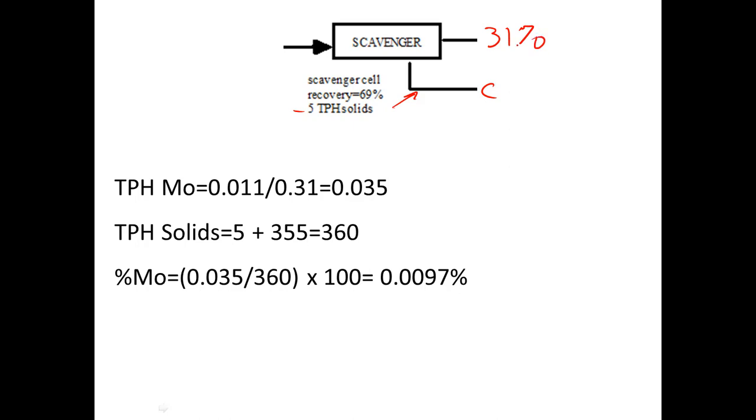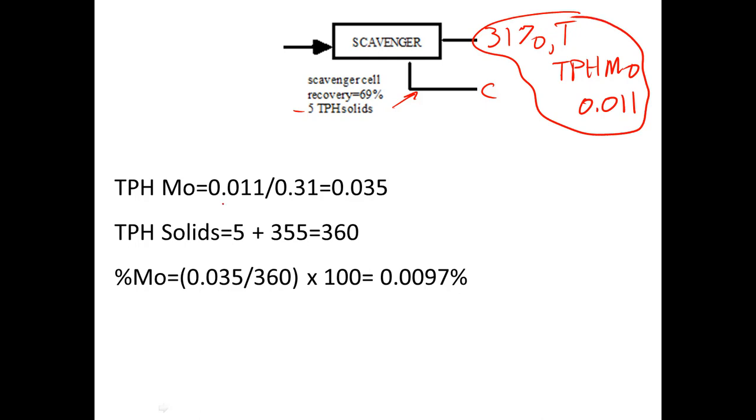So we're looking at that scavenger cell, once again, 5 ton per hour in this concentrate, 69% recovered, 31% not recovered. We also calculated earlier in this tailing stream, the ton per hour molybdenum was equal to 0.011. Knowing that value, we can divide by the non-recovered fraction, 31%, converting it to a fractional value, divide the tailing amount by that fractional value to give us the ton per hour molybdenum that was present in the feed to that cell, or 0.035 ton per hour.